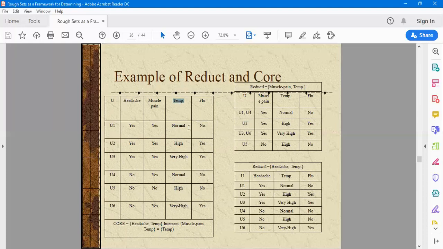Similarly, you have to go through the permutations and combinations of each and every one. Since the data set is small, it is very easy for us to identify the reducts without any mathematical calculations.